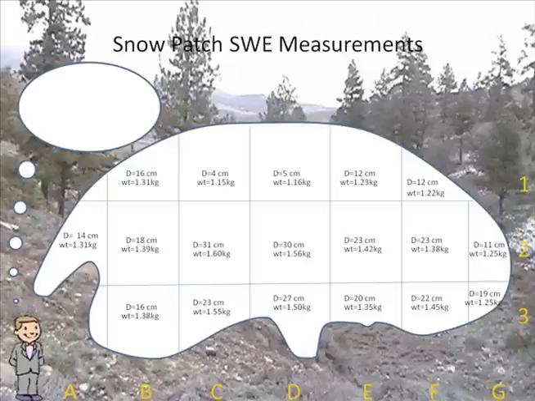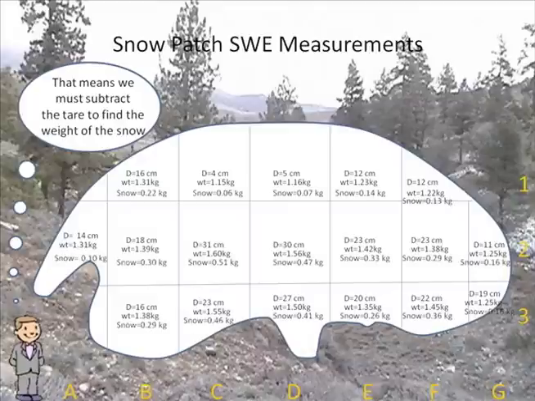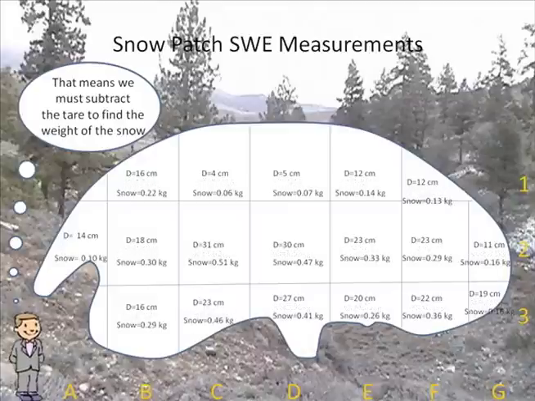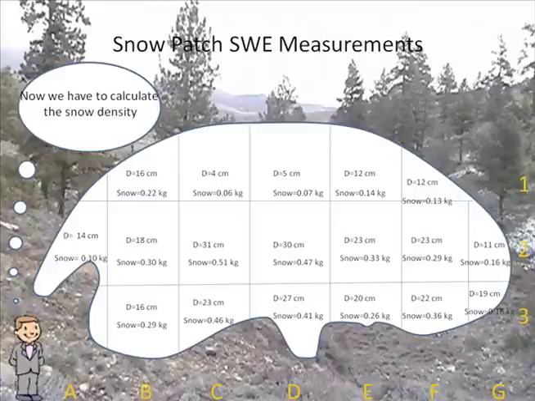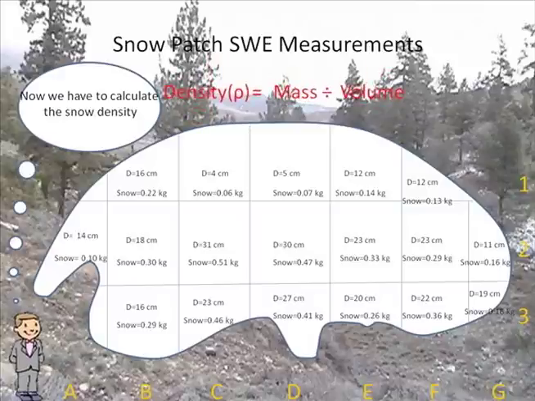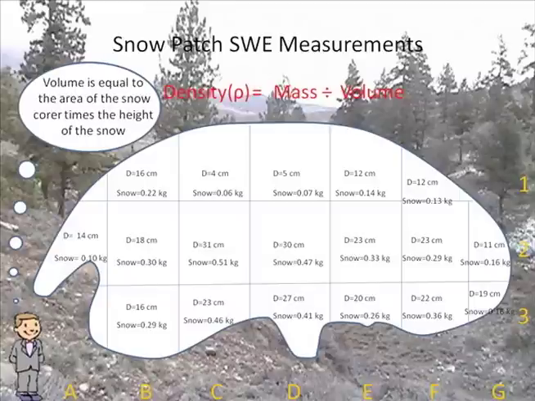To find the actual weight of the snow, you must remember to subtract the tare weight of the tube from the total weight. Now that we've found the snow depth and the weight of the snow, we can calculate the density of the snow. Since the scale we used in the field was not a federal sampler, which reads out in units of centimeters or inches of water, we must find the snow density to calculate the SWE for each section.